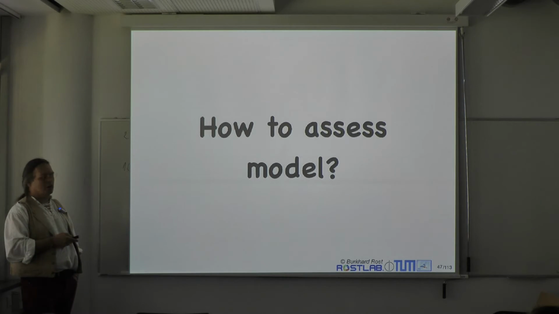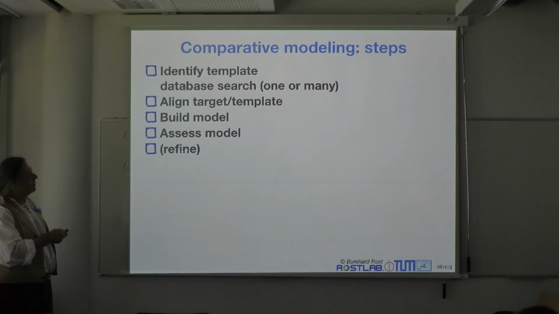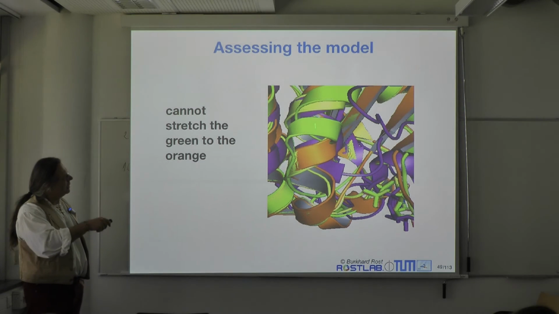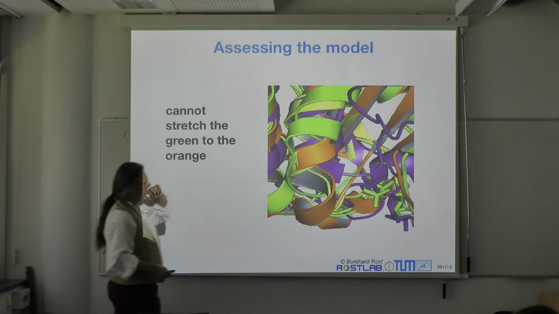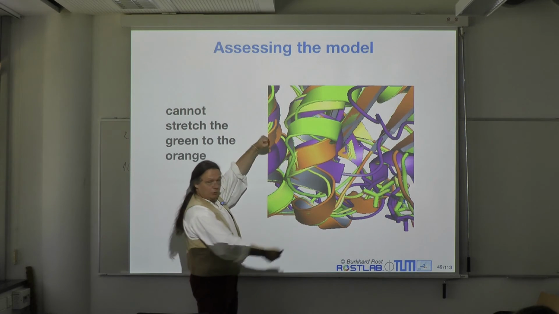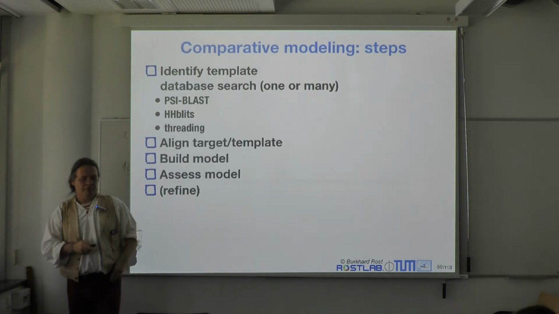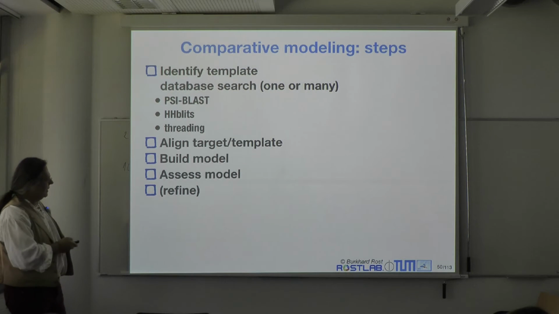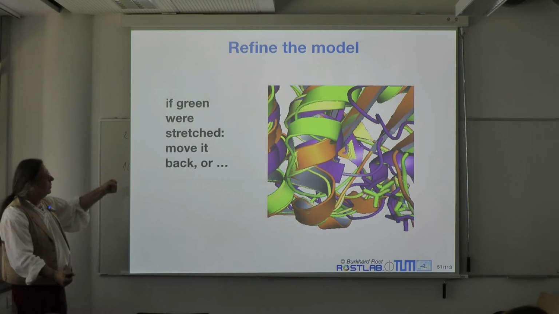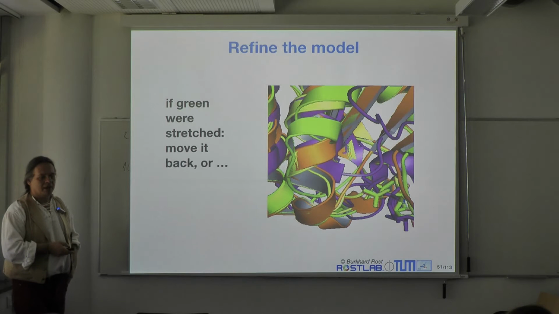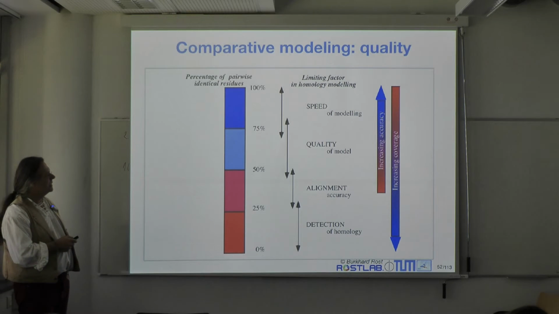So you assess the model. How can you assess the model? Well, it's missing here. So you could, in this particular case, see whether this would imply that you would pull the helix too much apart. Then it's not a good idea, and you try to move a little bit back, and things like that. Then you try to refine it. You can try to stretch or move back to adjust it to that situation.